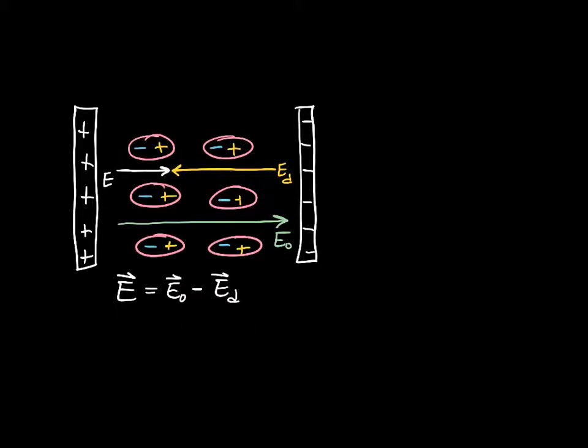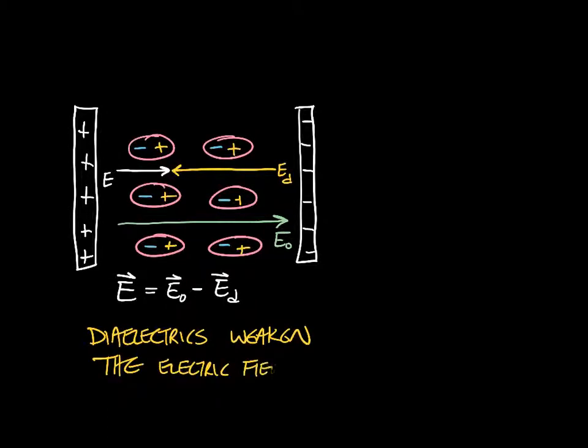Okay? And so that's a dielectrics weaken the electric field. And in fact, Coulomb's law for a capacitor with dielectric, you still have your 4 pi epsilon naught and your Q per R squared, but you have that kappa factor thrown in there.